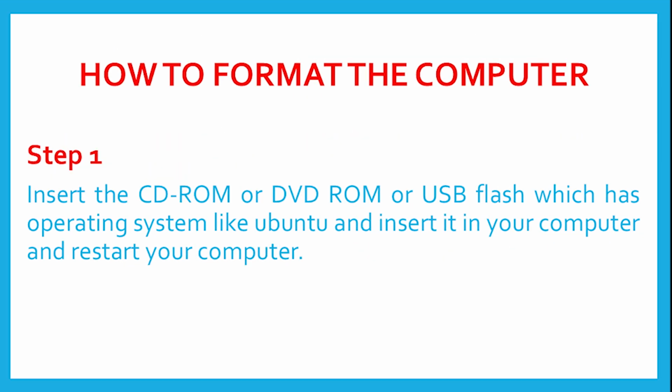How to format the computer. The following are the steps to follow when you format your computer. Step 1. Insert the CD-ROM, DVD-ROM or USB flash drive which has an operating system like Windows 10 Professional, and restart your computer. You can download the setup from the Ubuntu website, or you can search for the setup program on Google and download it.